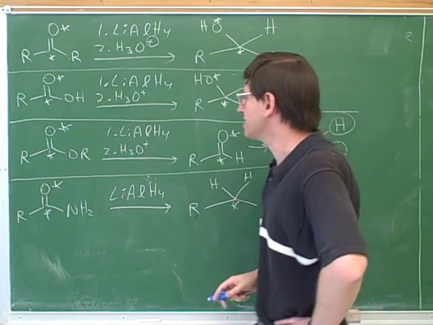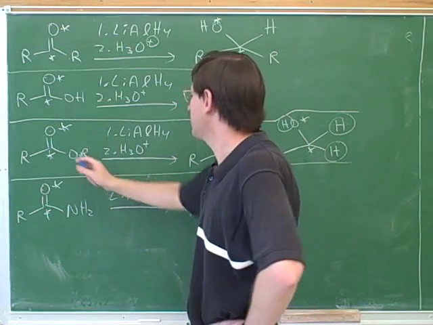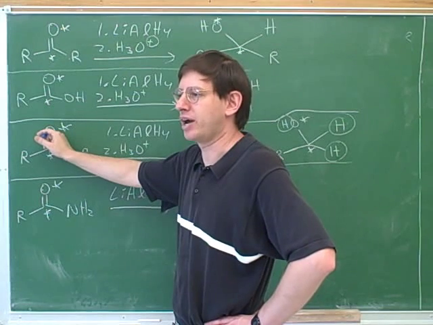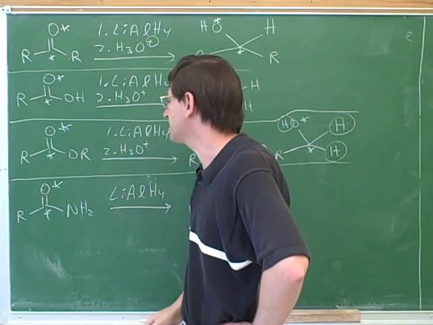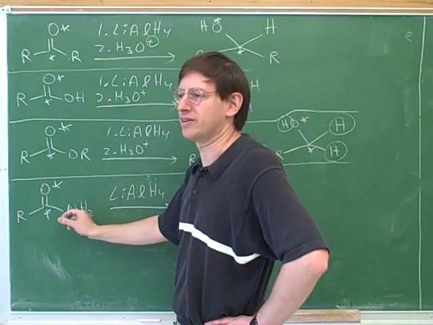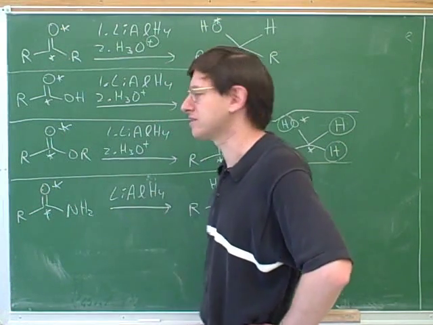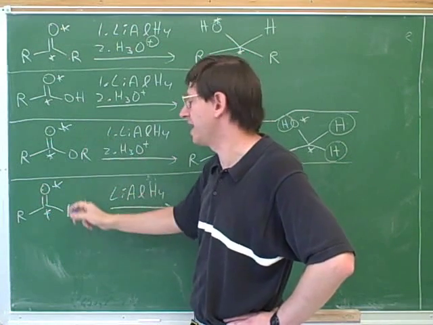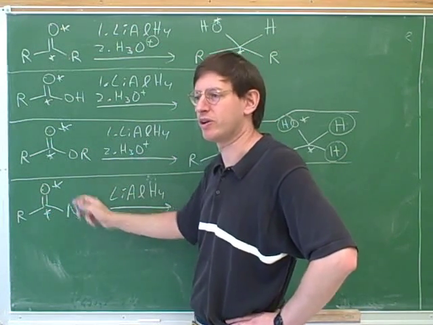All right, now you want to carefully compare these two cases because it's easy to confuse them. So notice in this case, basically the OR group gets kicked off and this oxygen stays around and turns into an alcohol. But in this case, it's the oxygen that gets kicked off and the nitrogen sticks around. So we don't want to confuse these two cases. This is the case that makes sense. This is the case that fits into our previous patterns. And the amide is the exception that we just have to memorize.